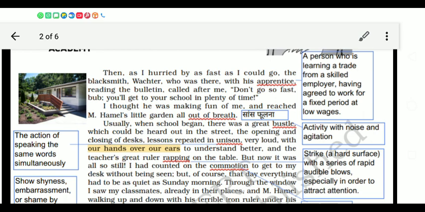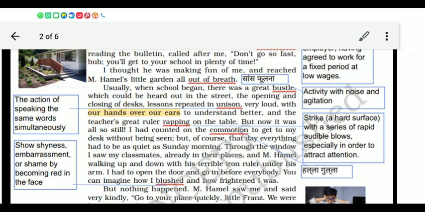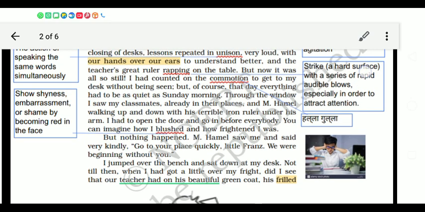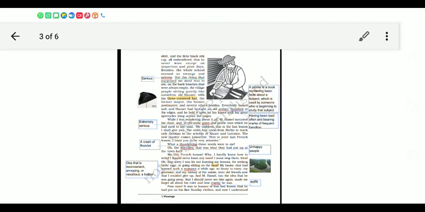Rapping: to strike with a series of rapid audible blows, especially in order to attract attention. Strike on table is also a meaning. Hit, as a teacher does in class, to get the attention of students. Blushed: shows shyness, embarrassment, or shame by becoming red in the face. Next page.